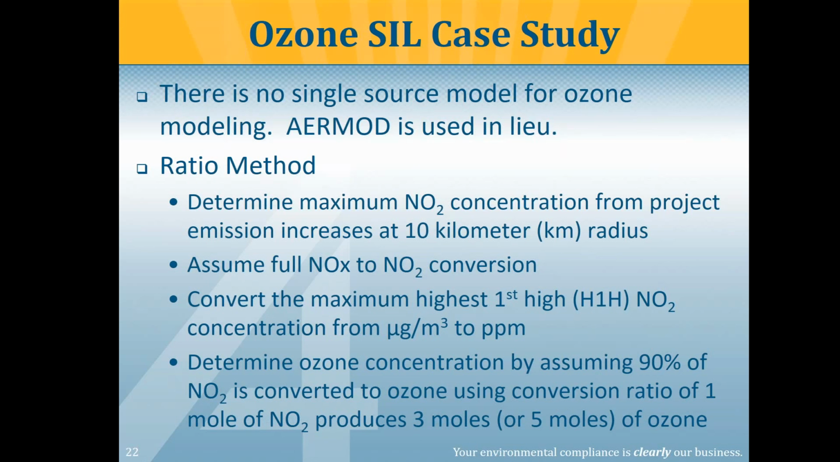And then the conversion ratio, depending on where your facility is located, can be 1 mole of NO2 producing 3 moles of ozone, or 1.5 moles of ozone. So you use that methodology. There is a lot of conservatism built in, but in lieu of any other actual ozone chemistry preferred model, this method was good enough for some of the state agencies to accept the results from. So for this specific case study, we use that analysis.